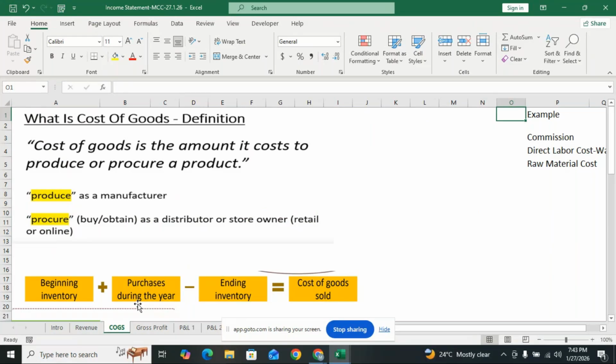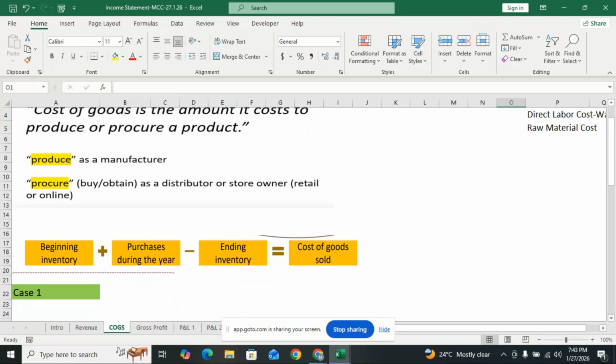Suppose I'm not a manufacturer, let's say I'm a retailer. What all cost do I incur to purchase a product and then to resell it? That's how I determine the cost of the goods sold. It is the amount incurred to produce or to procure a product. Produce for a manufacturer, procure, nothing but buy or obtain, as a distributor or a store owner, for retail or for online purposes. So how do you compute this cost of the goods sold? Opening stock, beginning inventory, plus the net or total purchases made during the year, minus closing inventory, will determine the cost of the goods sold.